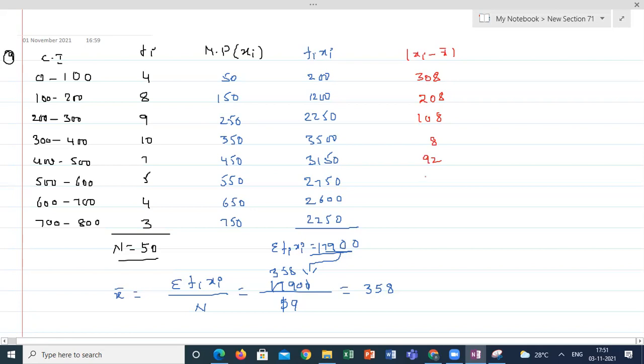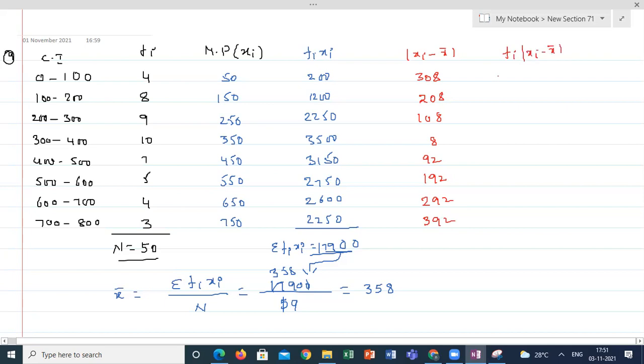550 minus 358 is 192. 650 minus 358 is 292. 750 minus 358 is 392. After this, you have to calculate fi times the absolute deviation of xi from x bar.